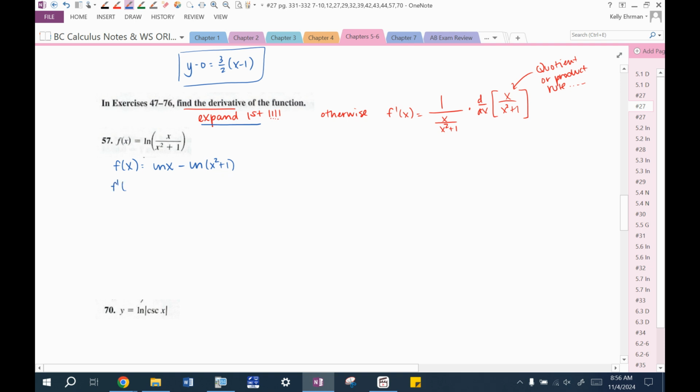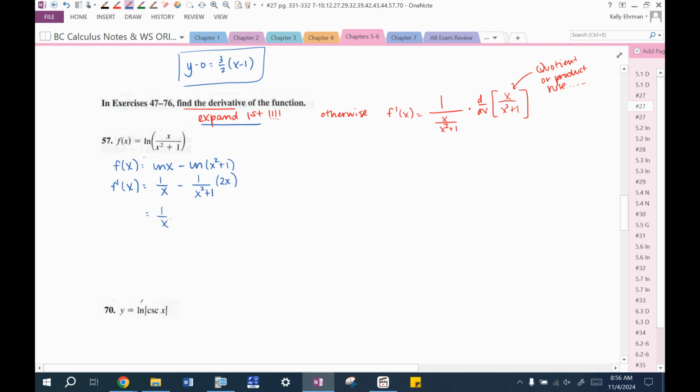So then f prime of x, the derivative of ln x is 1 over x. The derivative of ln (x squared plus 1) is 1 over (x squared plus 1). And then we do have to chain rule here, so times 2x. It's the derivative of x squared plus 1.